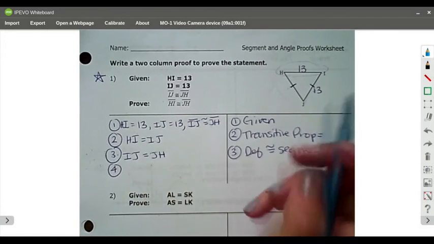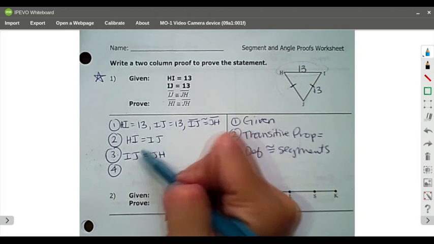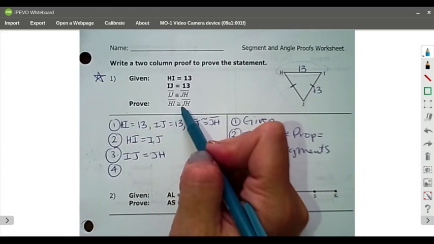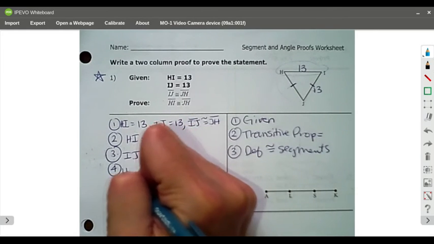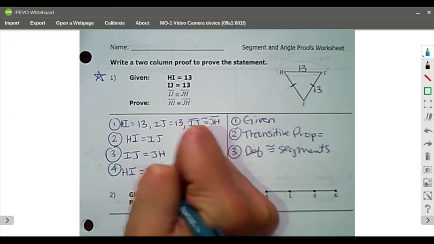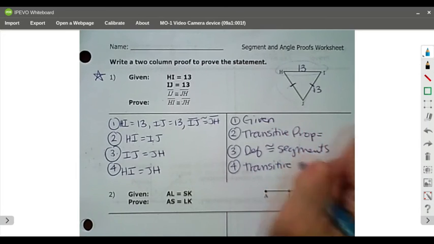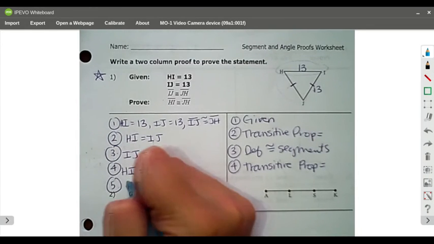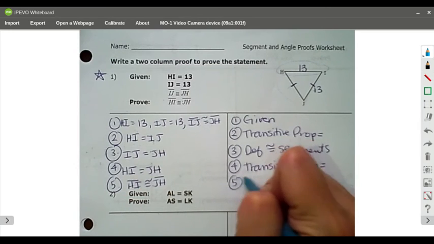Okay, now that they're both in the measure form, I can do transitive because HI and JH are both equal to IJ. So now they can be equal to each other, which is pretty much what we're trying to prove. We just have to put it back into the congruence form. So we're going to say HI is equal to JH, and that is transitive again. And then lastly, we can do the last step: HI is congruent to JH, and that's definition of congruent segments.